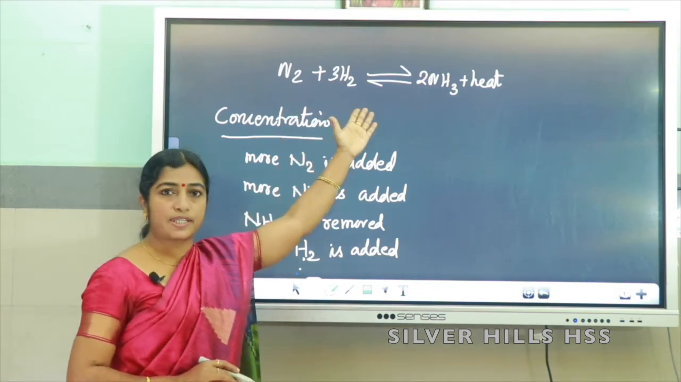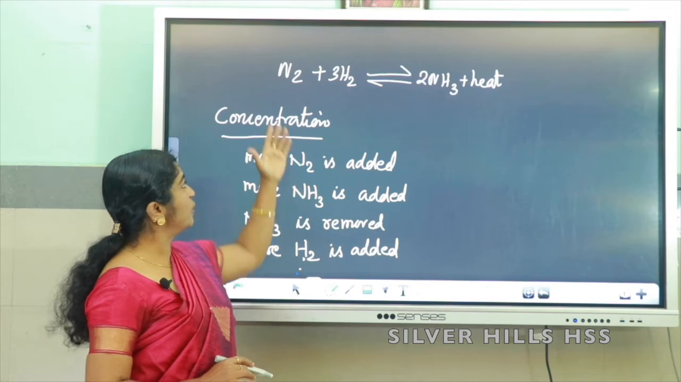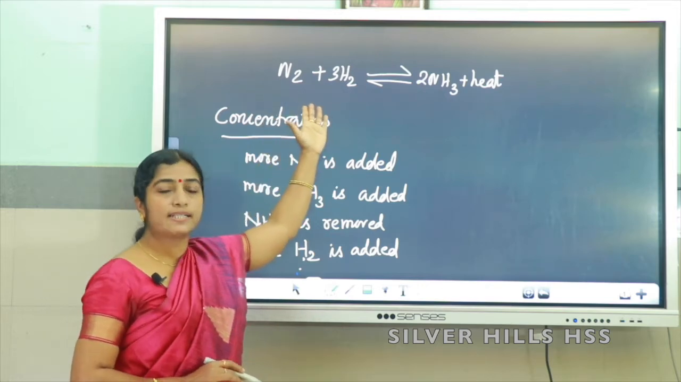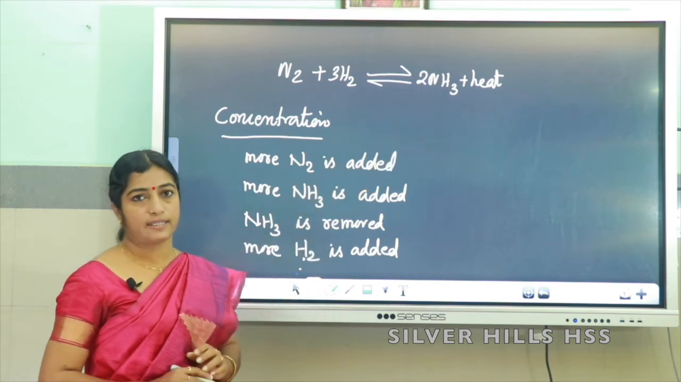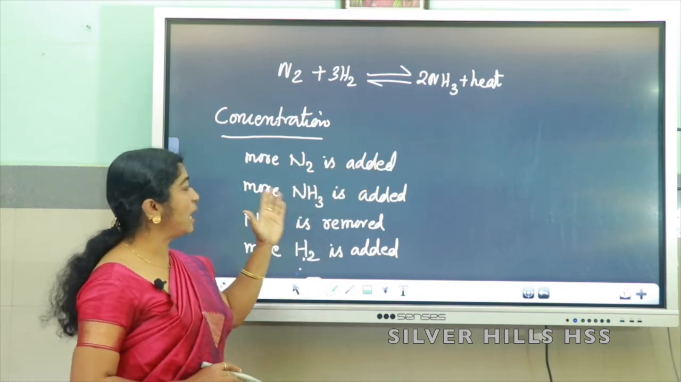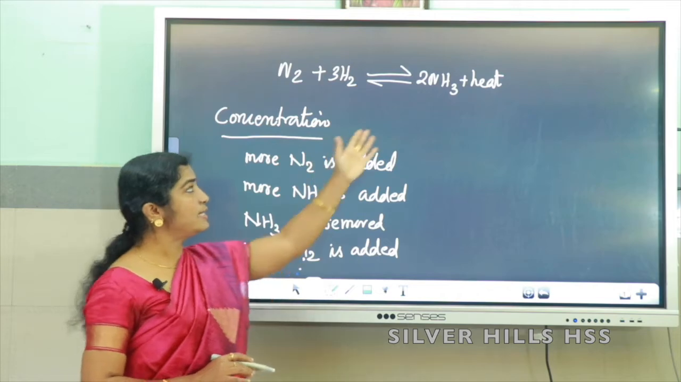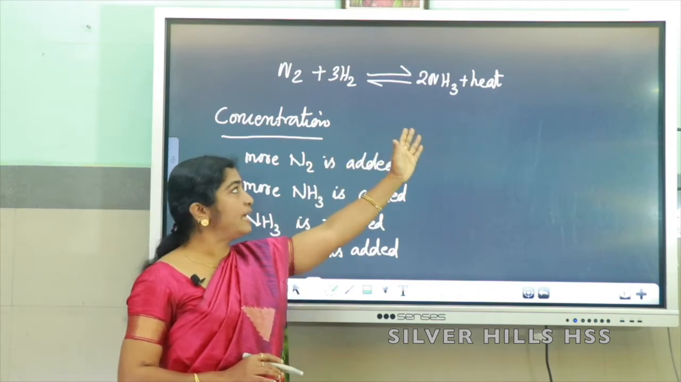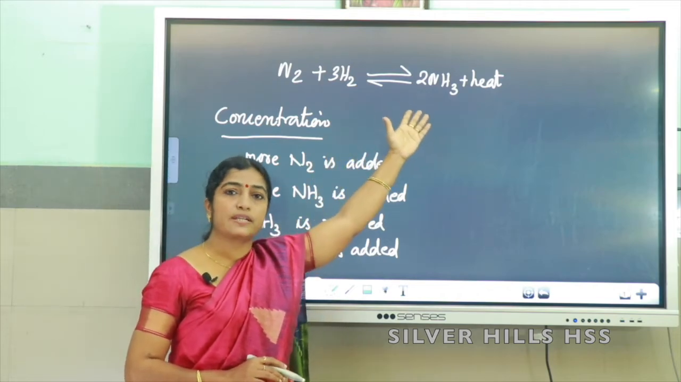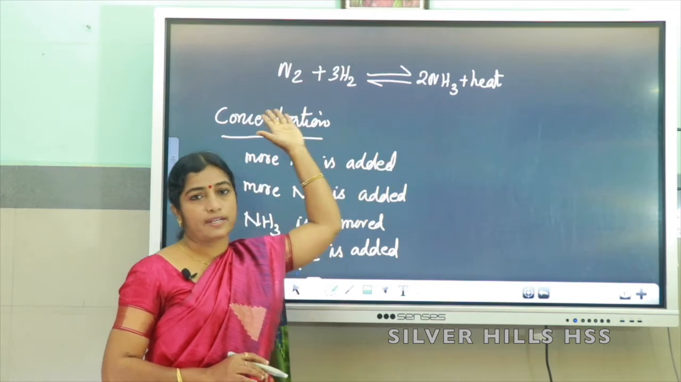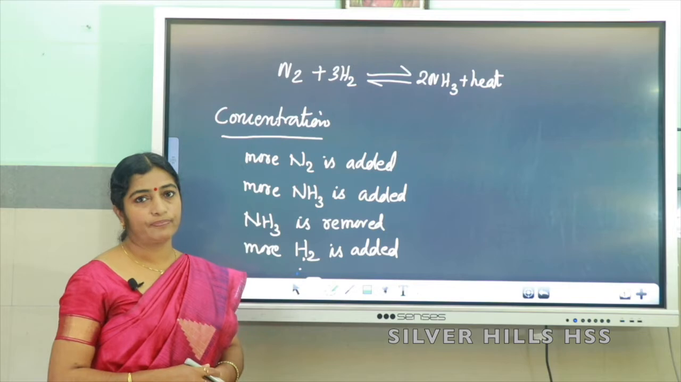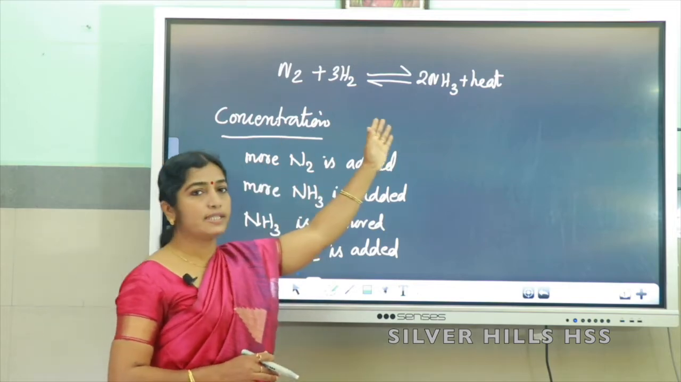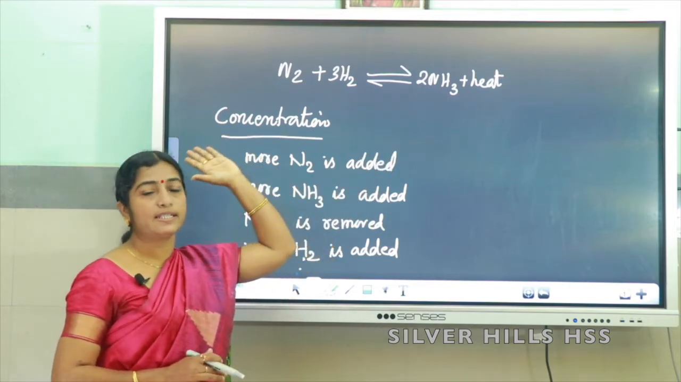The system is at equilibrium. When more nitrogen is added, the reactants are increased. What happened? Forward reaction is accelerated. The second case, more ammonia is added. Ammonia is the product. So when we add more product, which reaction will accelerate? Backward reaction is increased. The rate of backward reaction is increased. That is, when more product is added, backward reaction is accelerated.